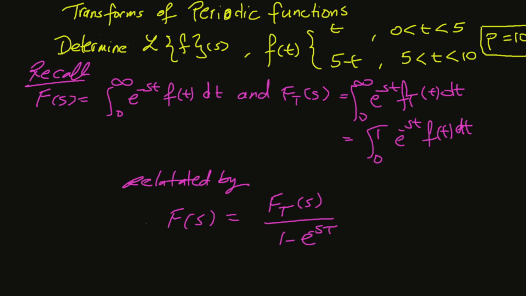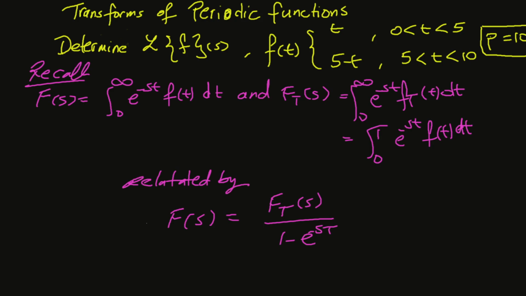Recall what's written here in the other color and how to find the transform, and it's related with this Laplace transform, capital F of s equal to capital F sub T of s divided by 1 minus exponential to negative s times capital T, or the period. So the first thing we will do is to find, we have f of t, the function, so we need to find the windowed version of it.